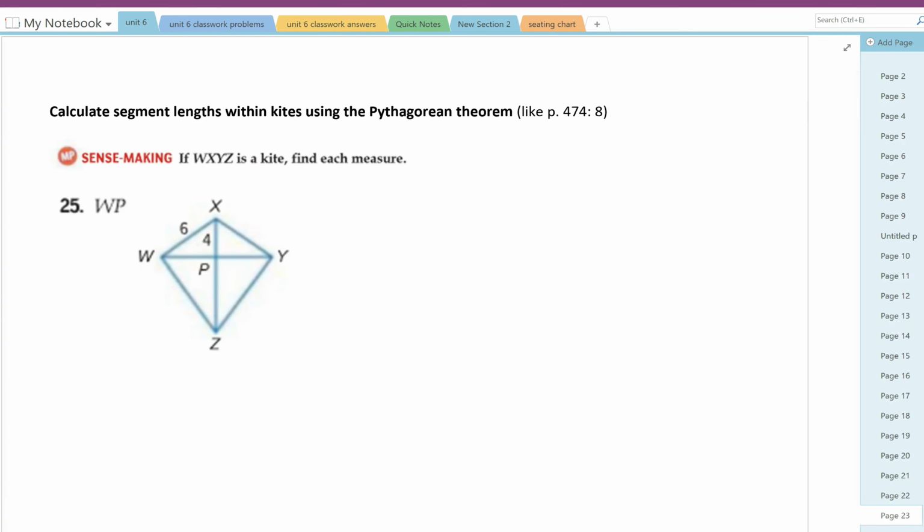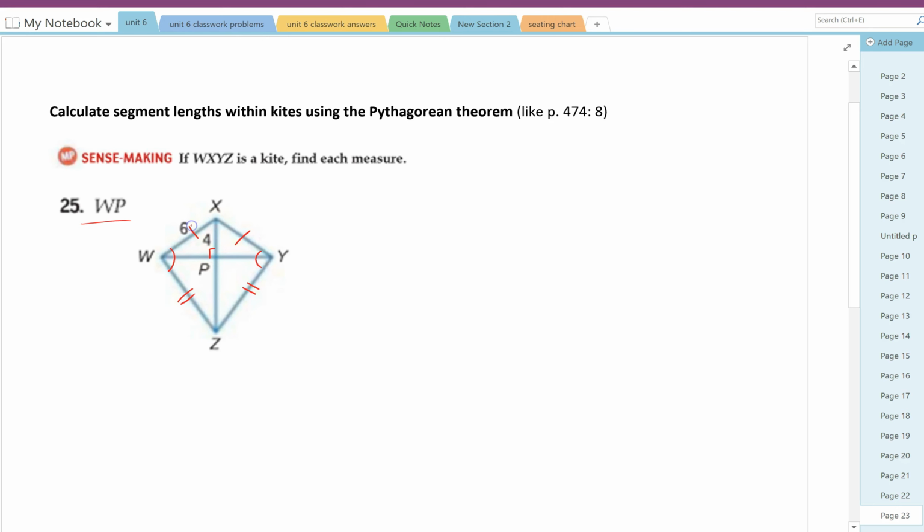All right, last two problems about trapezoids and kites. Okay, so we did some problems with trapezoids. Now we're going to do a couple with kites. Kites are those ones where we have two pairs of consecutive congruent sides, one pair of opposite congruent angles, and then the diagonals are perpendicular to each other.